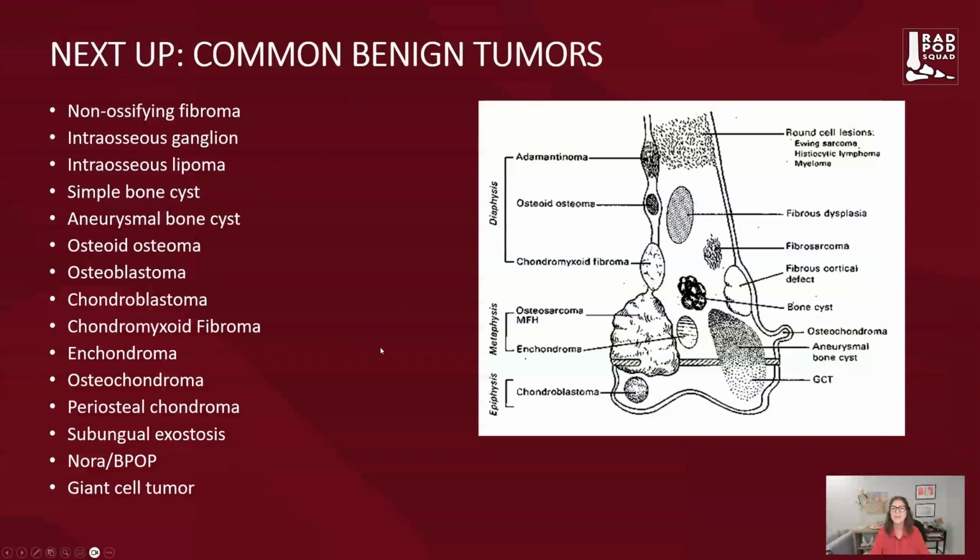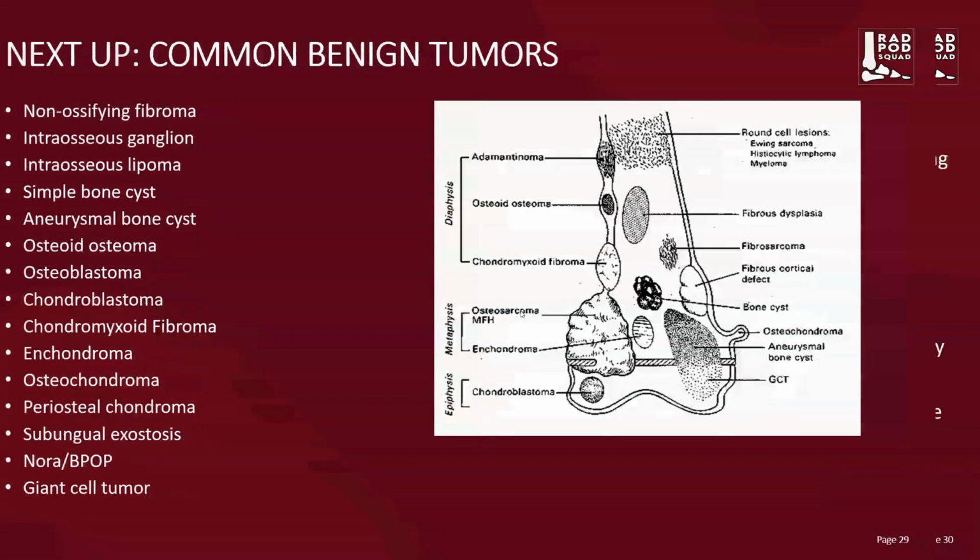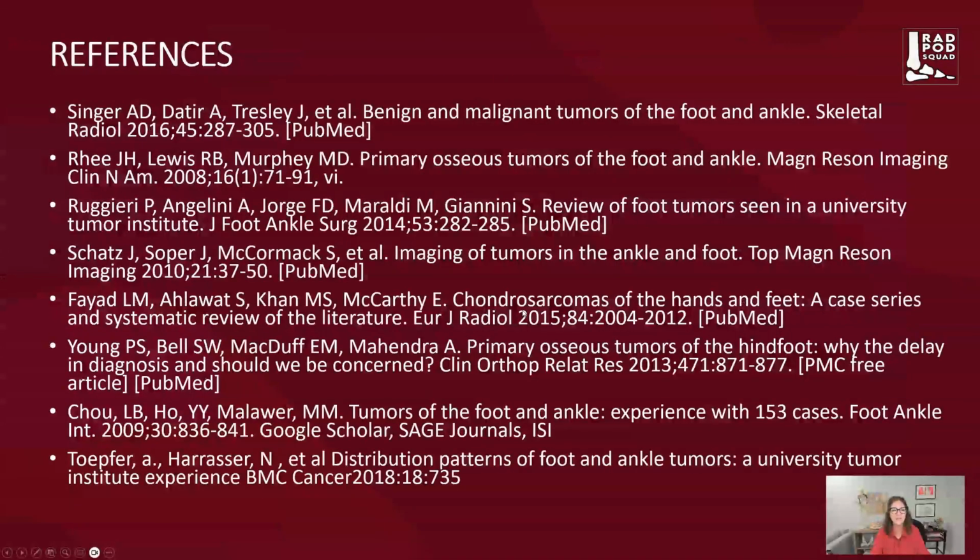Next up, we're going to have common benign bone tumors spanning from non-ossifying fibroma and giving examples of all of these lesions all the way down to giant cell tumors. So stay tuned. Don't forget our wonderful charts that help us to differentiate based on the location, whether it's in the juxtacortical or intramedullary portion of different types of common bone tumors. And of course, references available for your review.